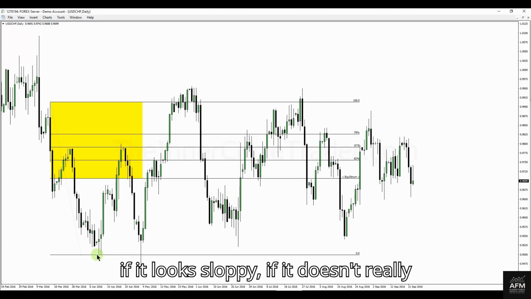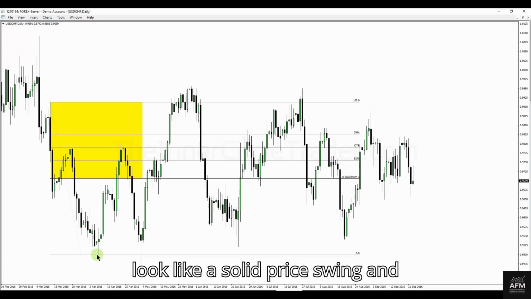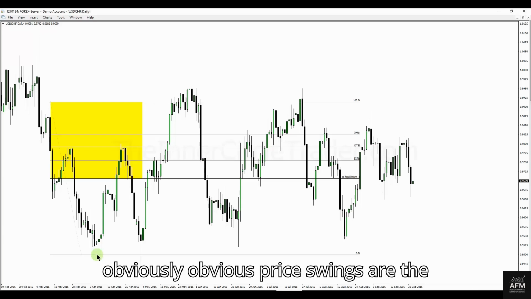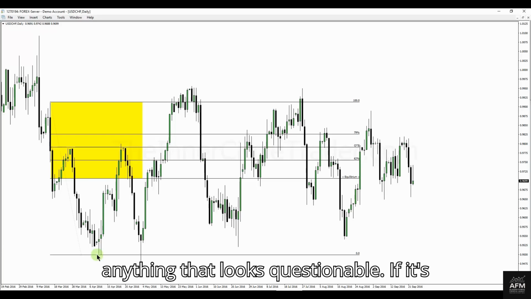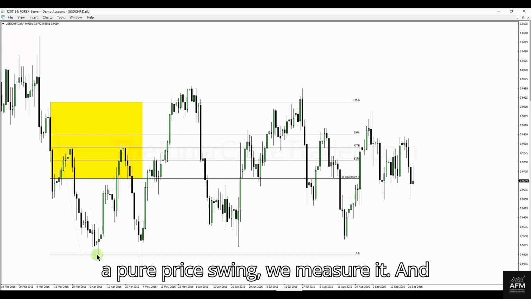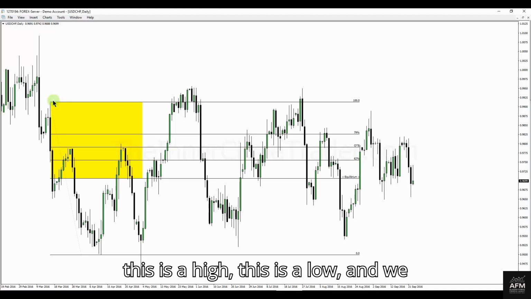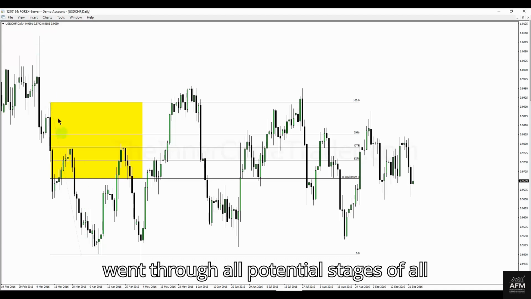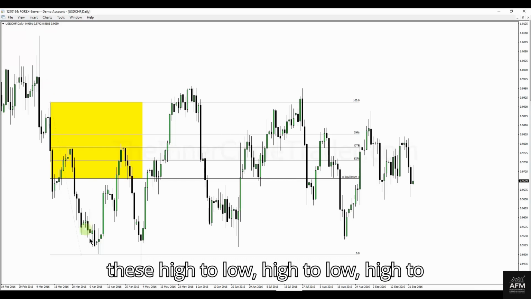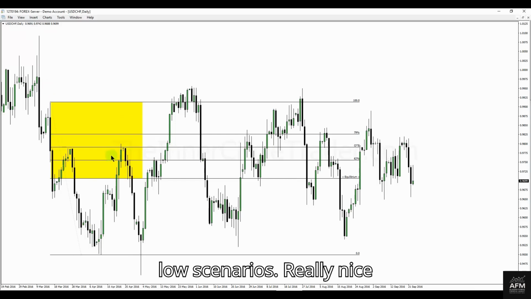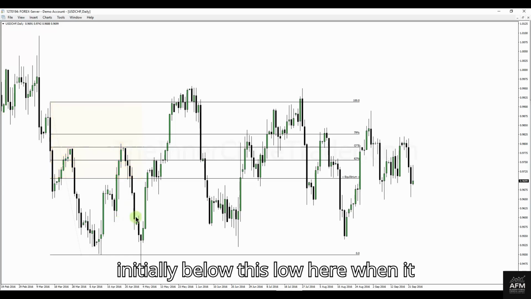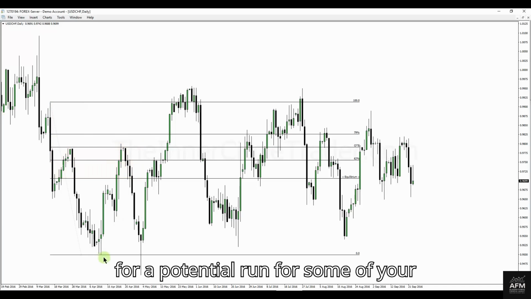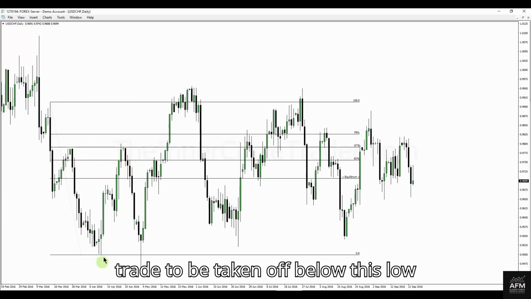In other words, if it looks sloppy, if it doesn't really look like a solid price swing, and obvious price swings are the ones we look at. We're not looking at anything that looks questionable. If it's a pure price swing, we measure it. And this is a high, this is a low, and we went through all the potential stages of all these high to low, high to low, high to low scenarios. Really nice scenario here. Again, taking profits initially below this low here when it would hit that, and then you'd hold out for a potential run for some of your trade to be taken off below this low here.